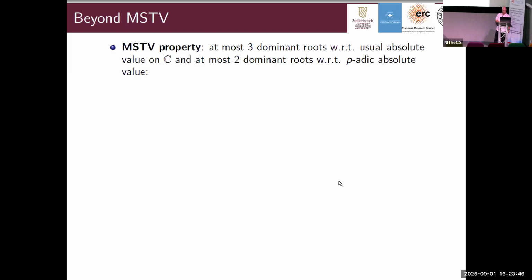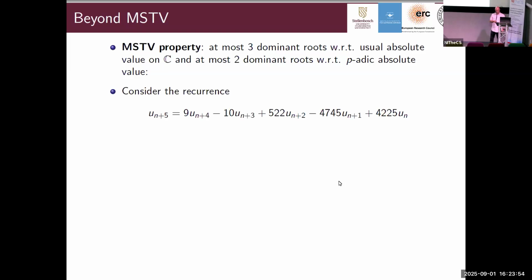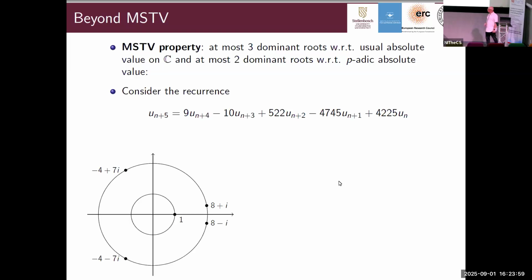So the MSTV property is a particular property of linear recurrent sequences of order at most 4. And the ones that are of order 5, here is the first bad example. Consider this recurrence. If you want to draw the roots around, it has 4 roots that have the same absolute value, which is the square root of 65. And it has a root that's a little bit smaller, and you can give some random initial values.